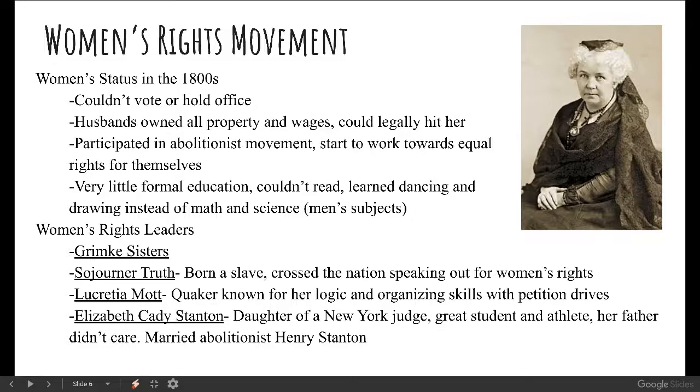And then you have Lucretia Mott and Elizabeth Cady Stanton, who are going to be our leaders for the Seneca Falls Convention, which we'll talk about in a second here. Both of them were very good at organizing and had a lot of exposure to the abolitionist movement. And so they're going to use that knowledge and experience to help lead this women's rights movement. And this is Elizabeth Cady Stanton here. She's actually married to an abolitionist, Henry Stanton.